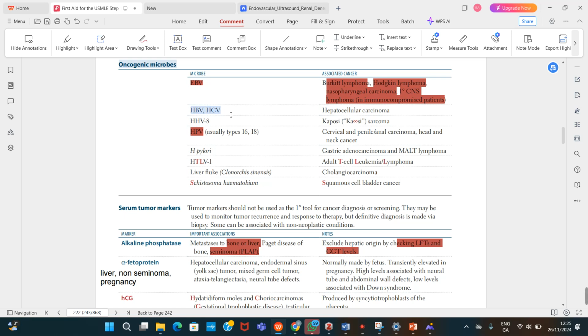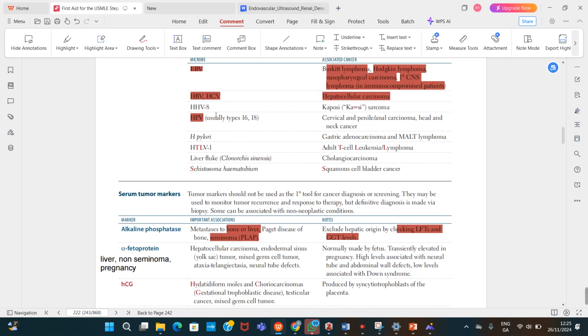HCV and HBV, hepatitis C and hepatitis B, they cause hepatocellular carcinoma. That one is self-explanatory. Human herpes virus type 8 can cause Kaposi sarcoma, particularly in people with HIV.